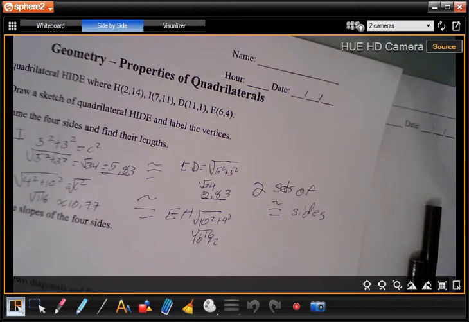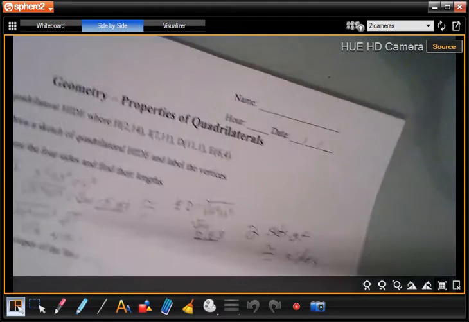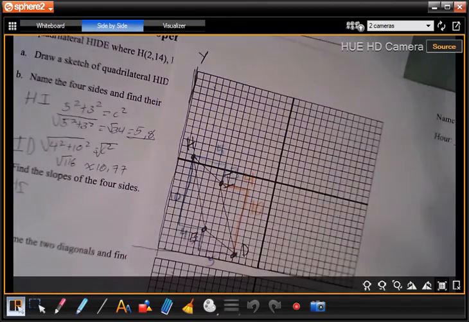Next, we're going to talk about the slopes of these. So if we look right here, the slopes are kind of given to us. So I'm going to do H to I again. And if I look, H to I, I go down 3, to the right 5.